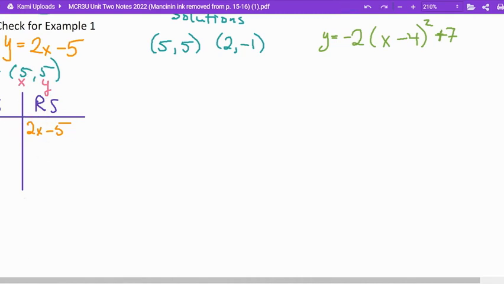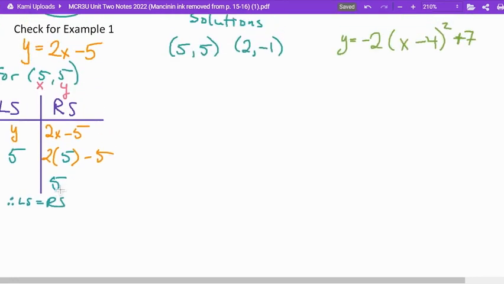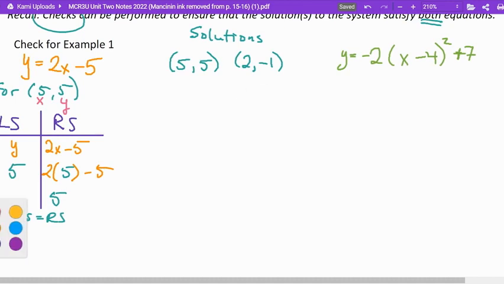All right, so let's sub in that y is 5 and x is 5 as well. So now we simplify each side of the check. The 5 can't be simplified more. 2 times 5 is 10, so 10 minus 5 is also 5. And once we get both sides of the equation equaling, we can say, therefore, left side equals right side. Great. Now we're going to do an identical check for the other point. So once again, we draw our table.